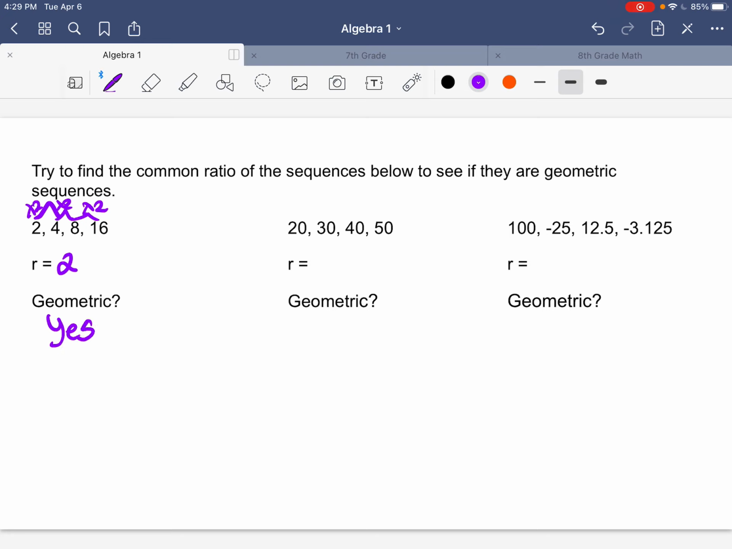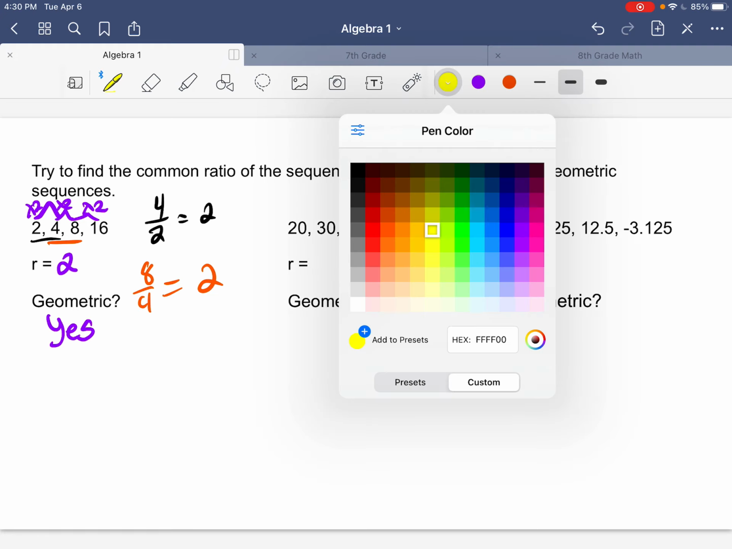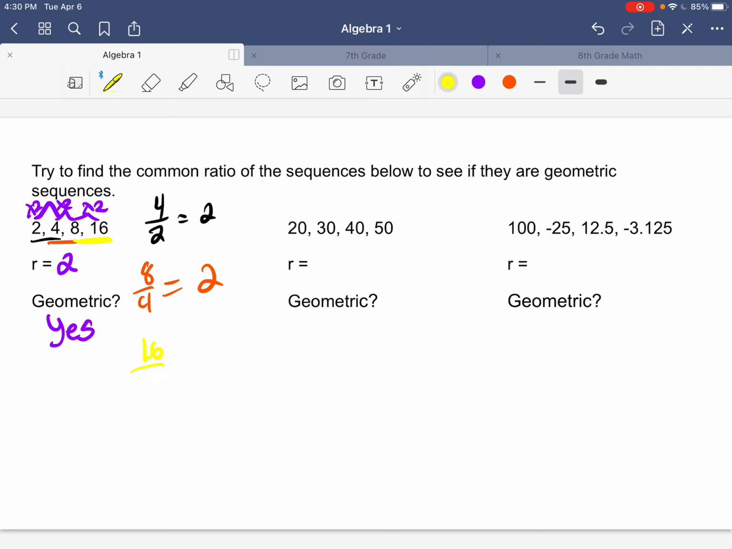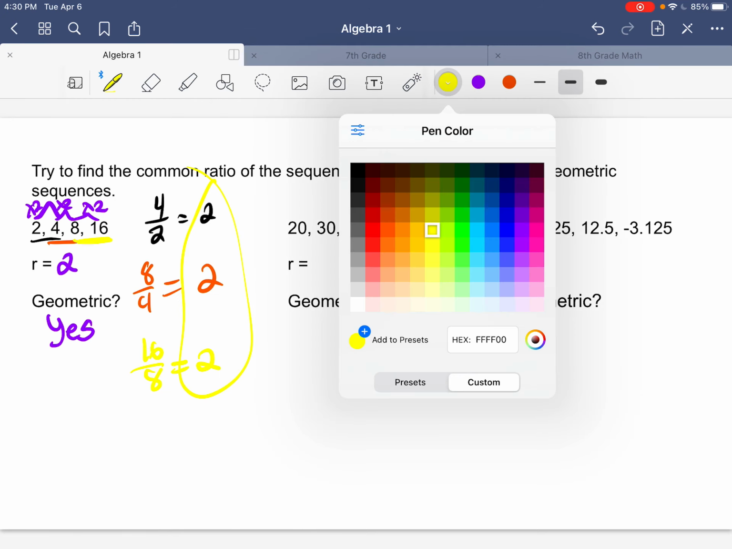The way to prove this is, you take 4 divided by 2, and you get 2. You take the next set of numbers, 8 divided by 4, and still get 2. And then finally, you take the last set of numbers, 16 divided by 8, and you get 2. So the common ratio is 2. Cool. Let's go to the next problem.